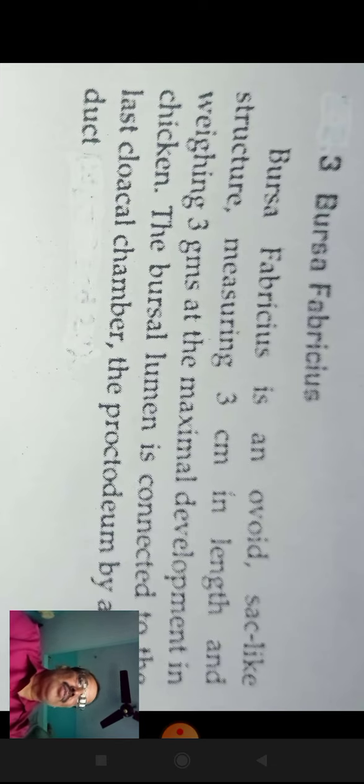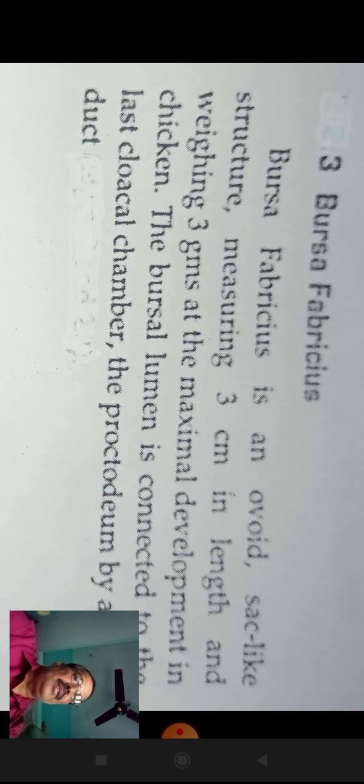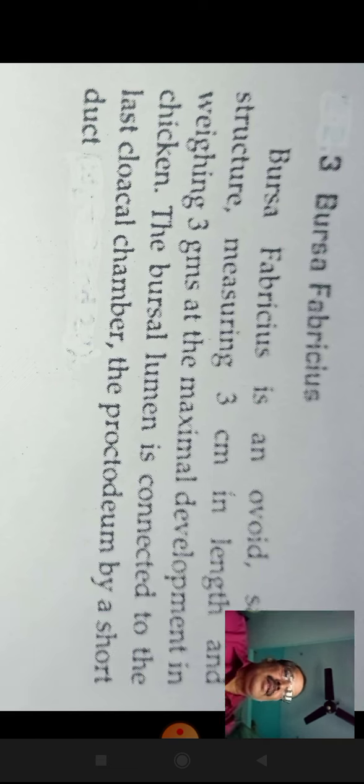So instead of bone marrow, there is a bursa of Fabricius in birds. The bursa of Fabricius is an ovoid sac-like structure measuring 3 centimeters in length and weighing 3 grams at the maximal development in chicken. The bursal lumen is connected to the last cloacal chamber, the proctodeum, by a short duct.